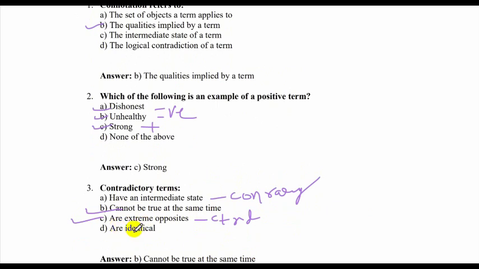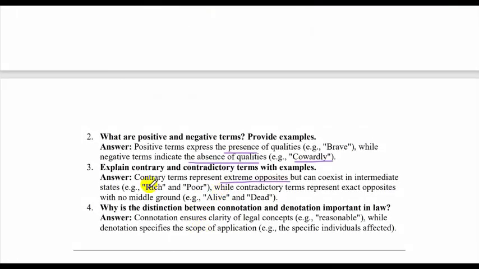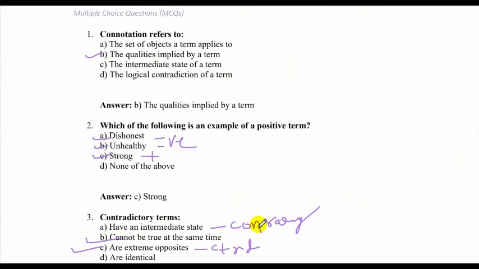But why could it not be extreme opposites? So let's look at the actual contradictory term. Contrary terms represent extreme opposites. Oh, okay. So we got this wrong. Contrary terms represent extreme opposites, while contradictory terms represent exact opposites. So the important point is extreme opposites and exact opposites. Extreme opposites is also contrary, not contradictory, whereas only cannot be true at the same time, correct, is exact opposites.